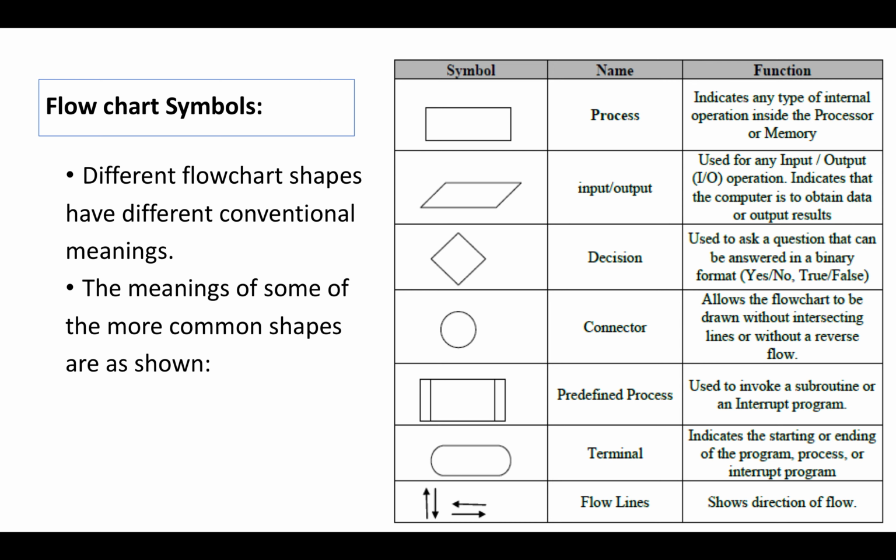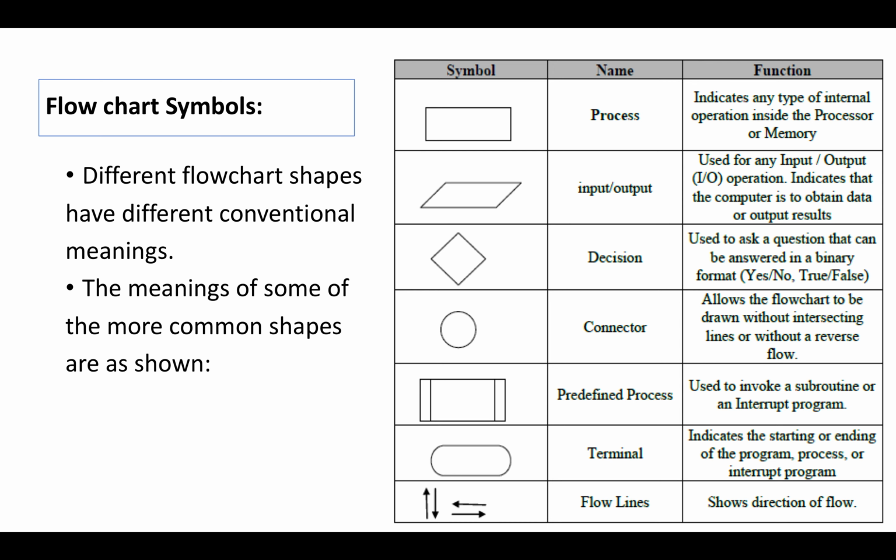Third one is a diamond shaped box, the decision making box, used to ask a question that can be answered in a binary format, that is, its answer is either true or false, yes or no. Fourth one is a circular symbol used as a connector, which allows the flowchart to be drawn without intersecting lines or without a reverse flow. Fifth one is a predefined process symbol used to invoke a subroutine or an interrupt program.